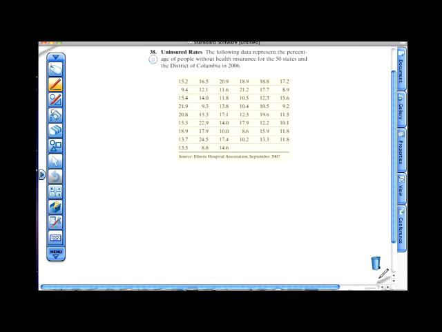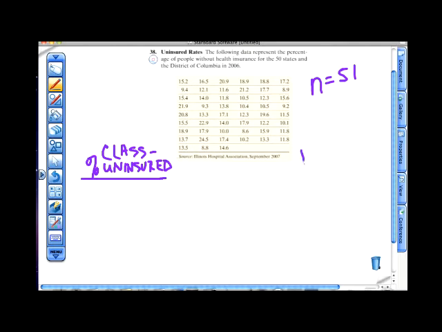Okay, so here we are with continuous quantitative data. Okay, so here we have the following: the data represent the percentage of people without health insurance for the 50 states and the District of Columbia in 2006. So here our sample size is actually 51. The directions, again this is in 2.2, tell us our class is going to be the percent uninsured, and then we're going to have our frequencies. So I'm going to put them over here because I'm going to need some room.